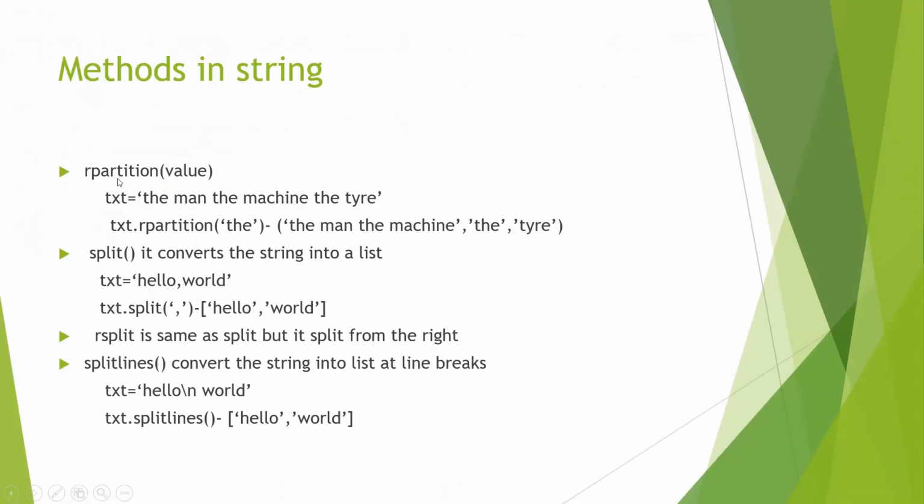rPartition. Now we have seen the partition method before. So rPartition will work exactly the same as the partition method. The only difference is it will start looking from the right of the string and go towards the left. So if our string is the man, the machine, the tire here, and we give text.rPartition within this parenthesis, now this is our separator, the. So it's going to move from right to left. So from right, the first word in the string is tire, and the second one is the. So this the will be our separator here. So the whole string will be divided into 3 parts. One part will be the man, the machine, and then the second part will be this separator the, and the third part will be this tire on the right side of the separator.